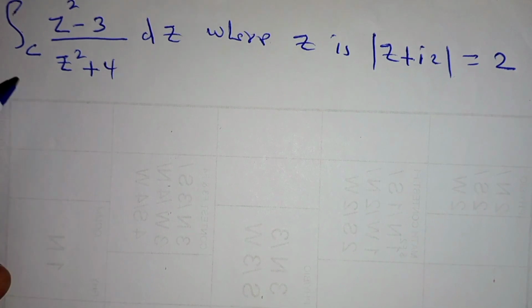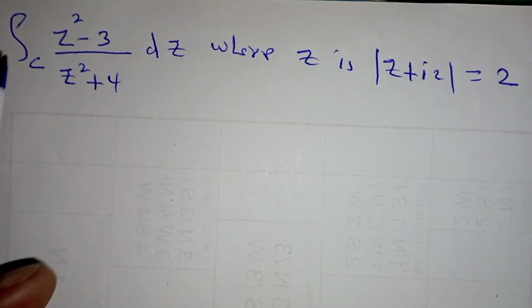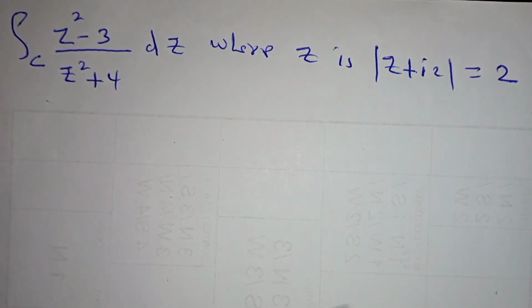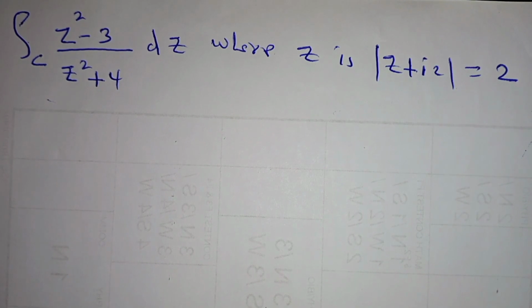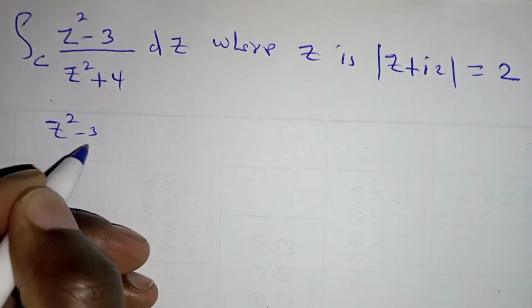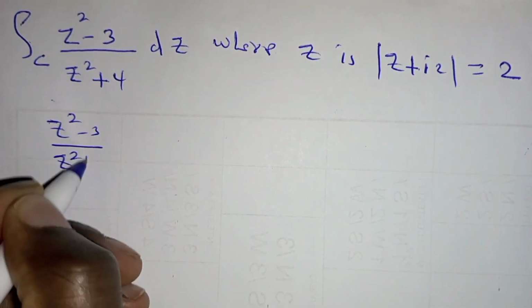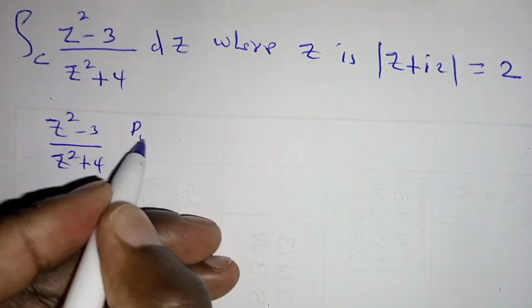We are supposed to evaluate the integral of this function given here, where we are told z is inside this circle. So the first thing is you consider this function, (z minus 3) over (z squared plus 4). The first thing is you identify the poles. So we have two poles here.